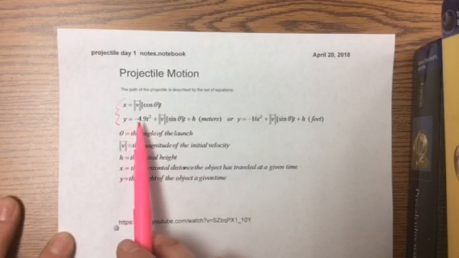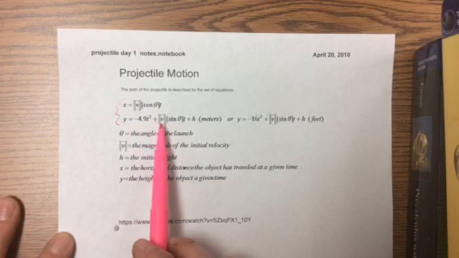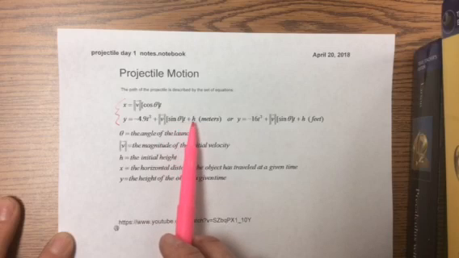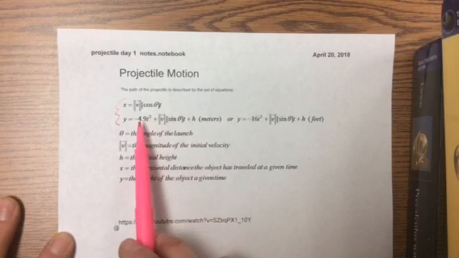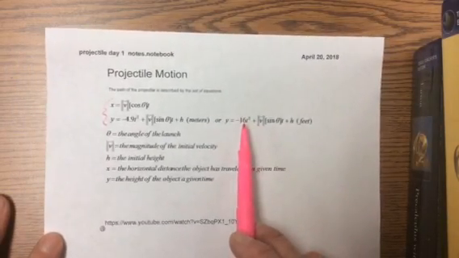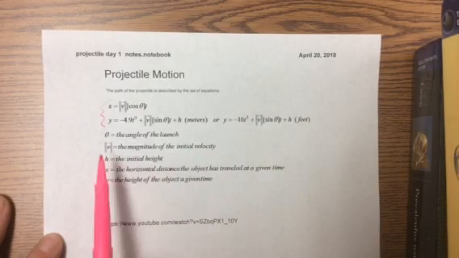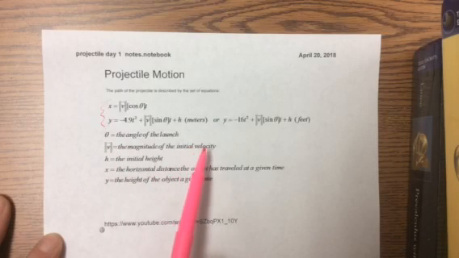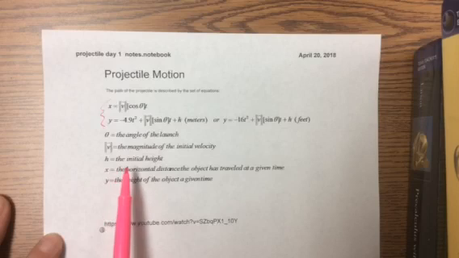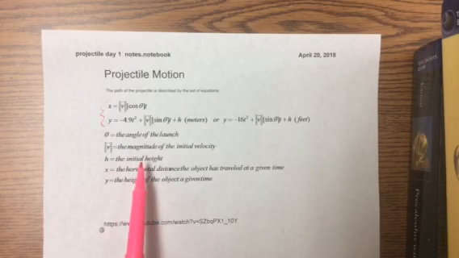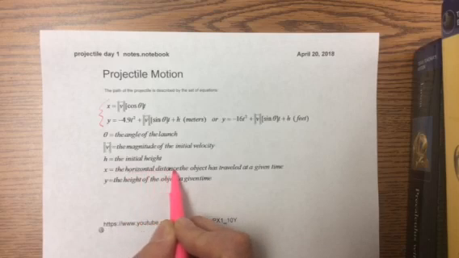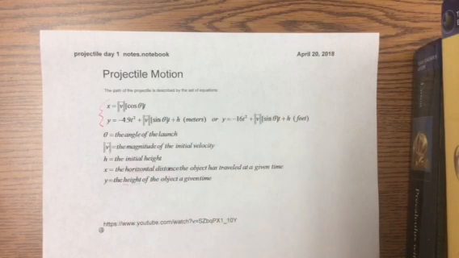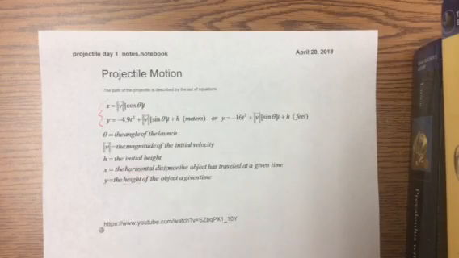Then the vertical distance is negative 4.9 t squared plus magnitude sine theta times t plus initial height. You use negative 4.9 if you're in meters because that's half a gravitational pull, and you use negative 16 if it's in feet. Theta is going to be the angle that it's launched at. The magnitude is the initial velocity that the object was launched. This is the initial height, h, and x is the horizontal distance, and y is the height. Okay, so we'll be using calculators for this, and here we go with an example.